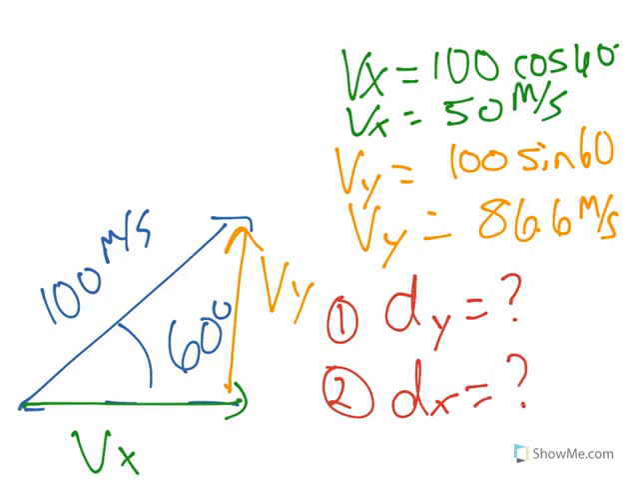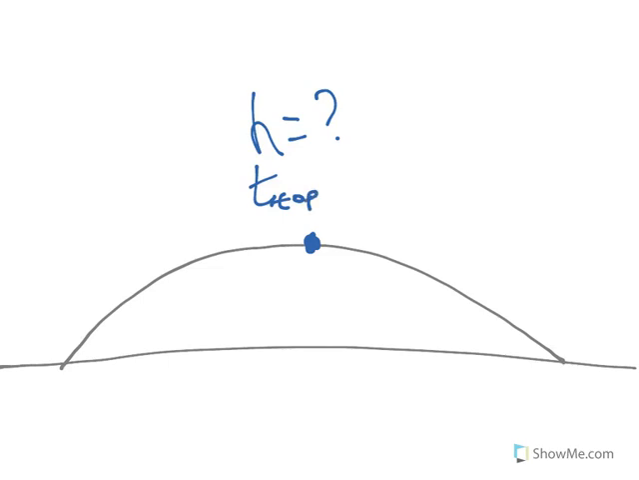Okay, so let's take a closer look at the path this ball will travel. So here we go. Here's the ground. The cannonball will come out and do like this. At this point right here, we know that the height is the greatest. So this is where we're going to try to find the height. So height equals question mark at this point. We also know that the time here is the time to the top. We also don't know that information.